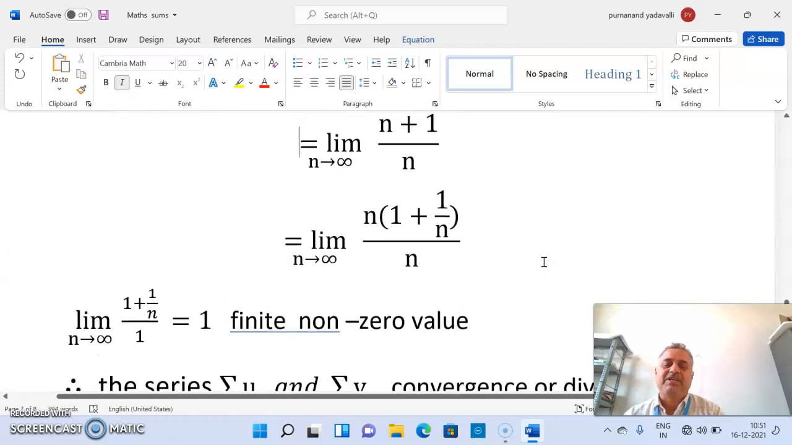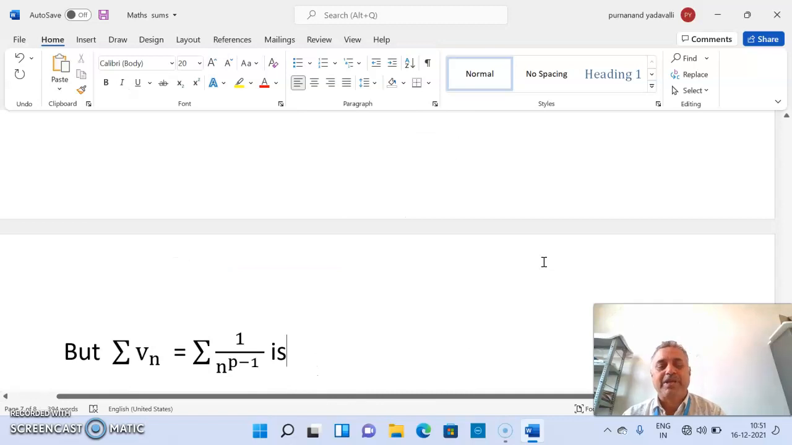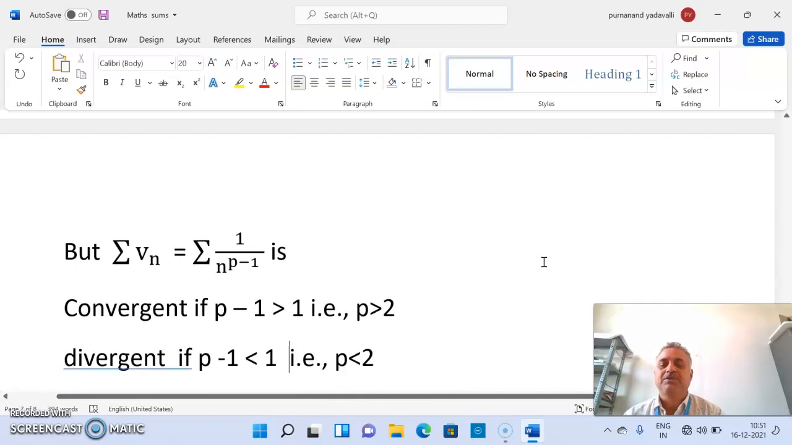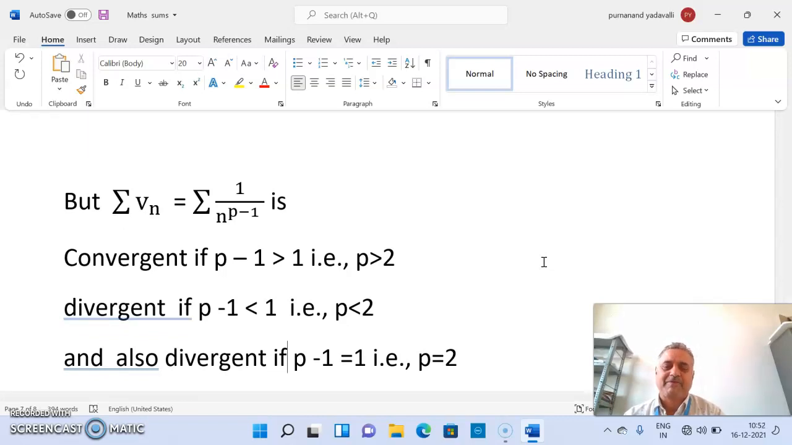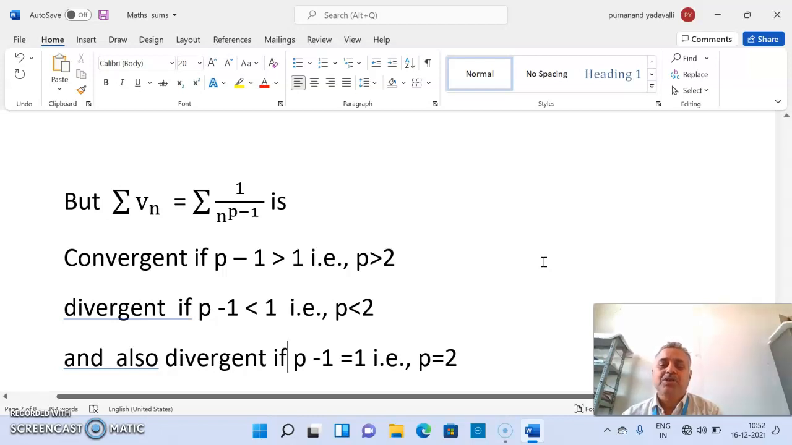So if vn converges, then un converges. If vn diverges, then un diverges. That is the concept. So let us consider the vn. The sigma vn is equal to 1 by n power p minus 1. So if this p minus 1 is greater than 1, then the series vn converges, so that the sigma un also converges. So p minus 1 greater than 1 implies p greater than 2.